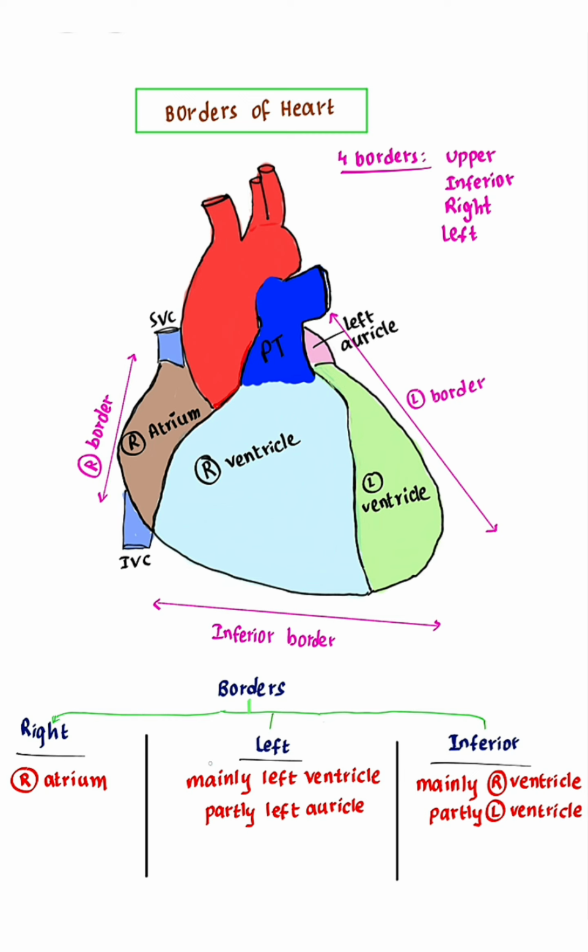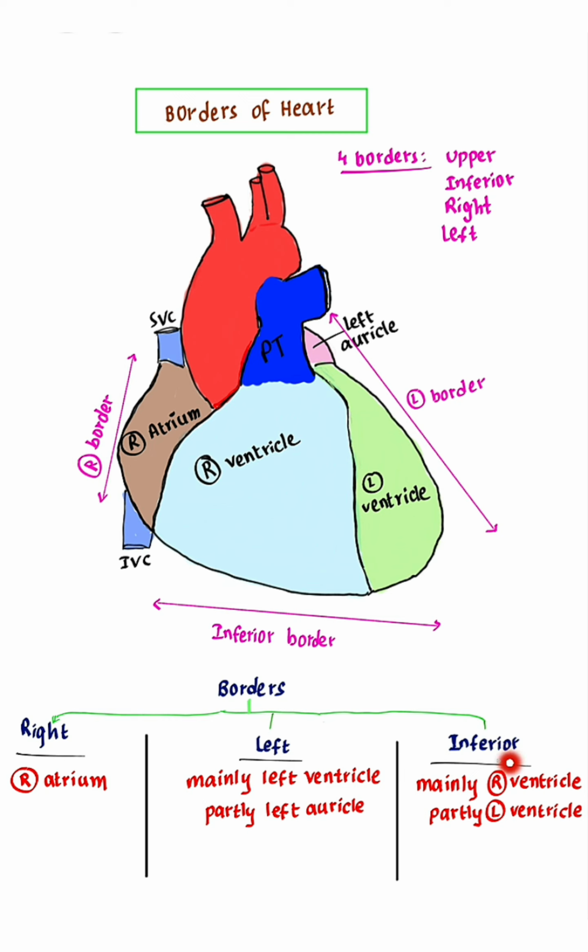Left border, it is oblique, it is curved. It is mainly formed by left ventricle. You can see it is mainly formed by left ventricle and partly formed by left auricle. It extends from left auricle to apex.